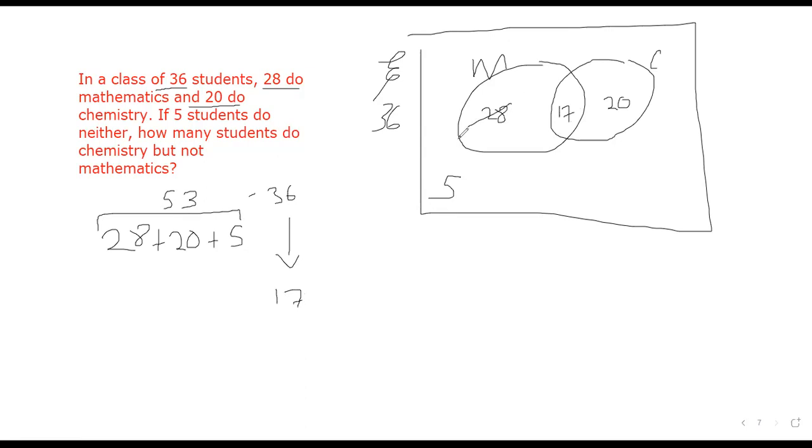So when you subtract 28 minus 17, it will give you 11. Then the other side, when you subtract, it will give you 3. So when we add 5 plus 11 plus 3, what do we get? 36. We get 36.